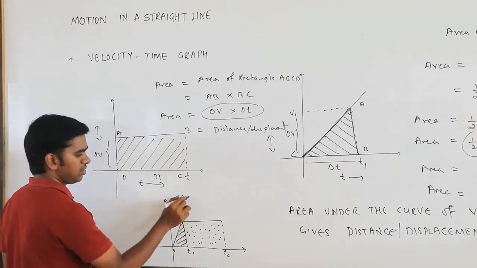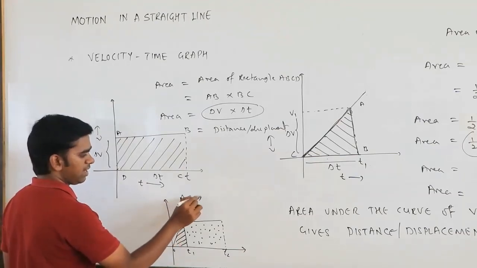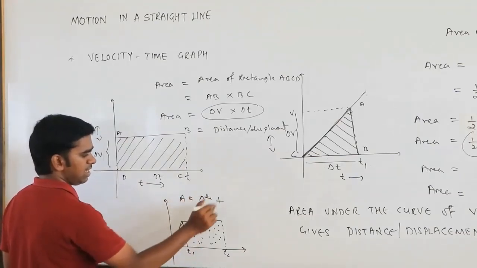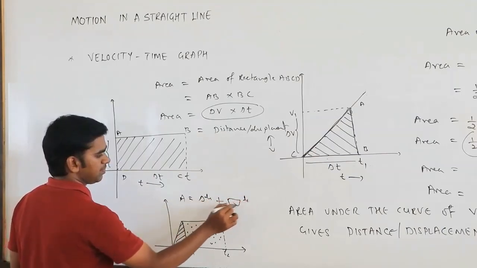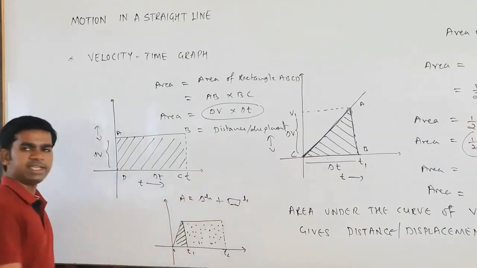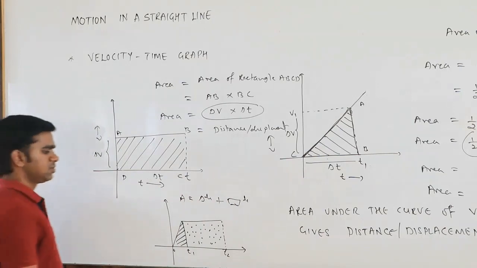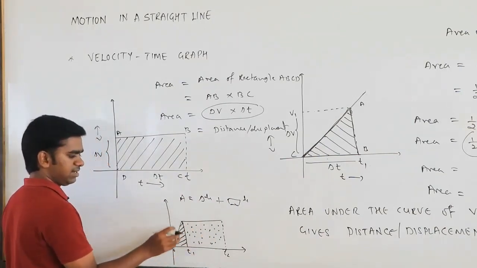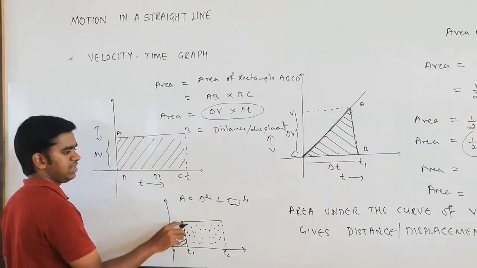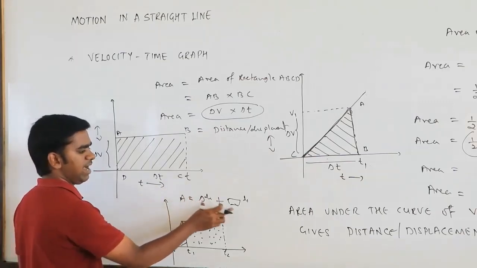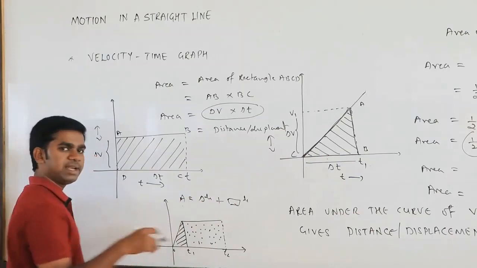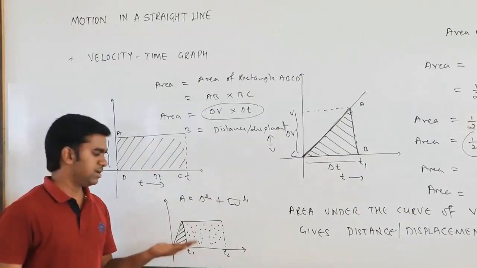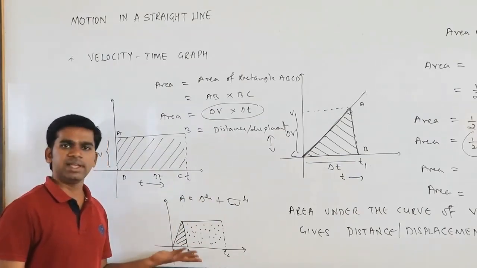Now the area under the curve is the area of the triangle plus the area of the rectangle. You have to calculate both separately, the area of the rectangle and the area of the triangle. Then you have to add them. You will get the total area, and the total area will give you the total distance or displacement covered by an object.